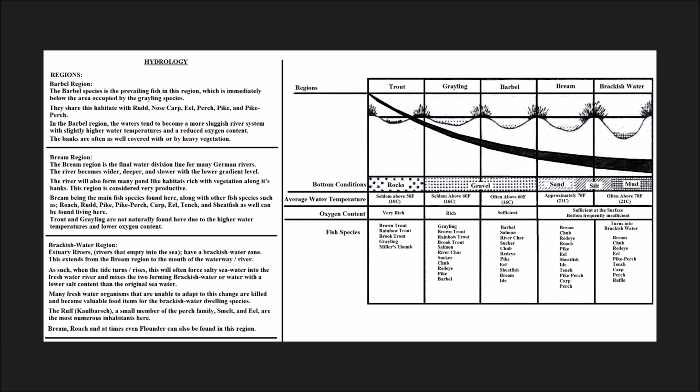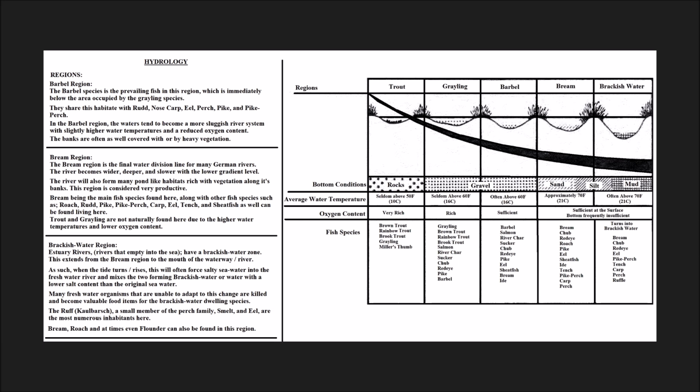The Bream region is the final water division line for many German rivers. The river becomes deeper, wider, and slower with the lower gradient level. The river will also form many pond-like habitats rich with vegetation along its banks. This region is considered very productive.